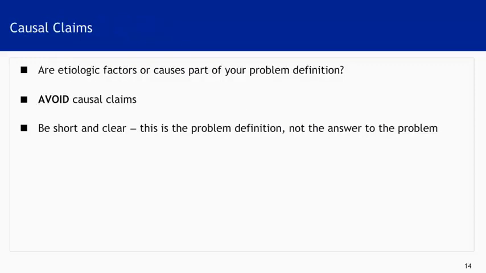The next key aspect of the problem definition is avoiding causal claims. Be careful not to include etiologic factors or causes in the problem definition. The problem definition should always avoid causal claims. The problem definition is a statement of the problem, not a statement of the solution to the problem.